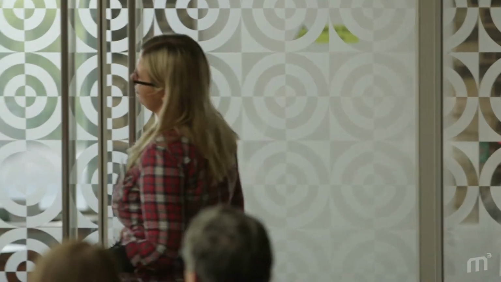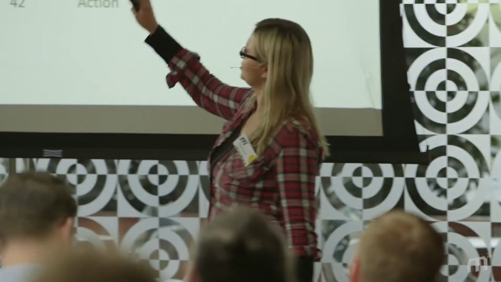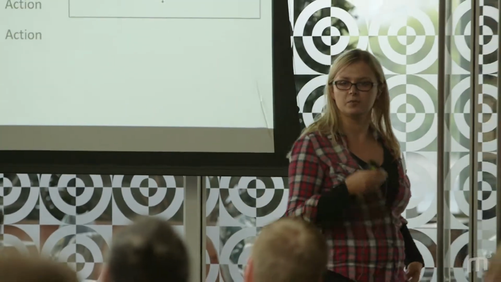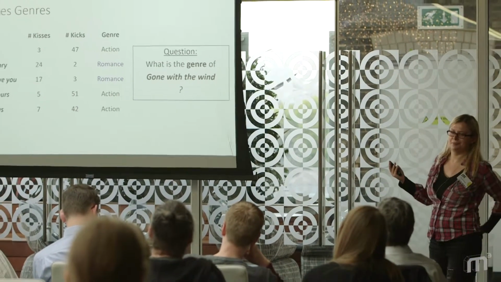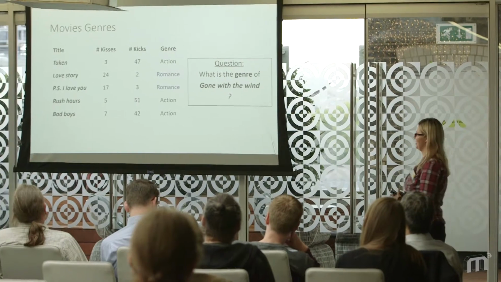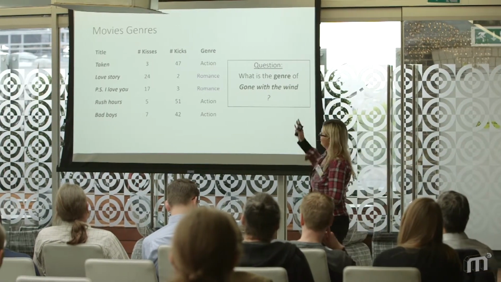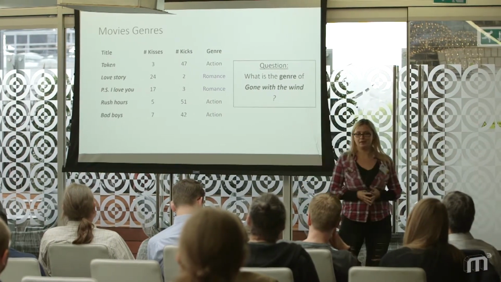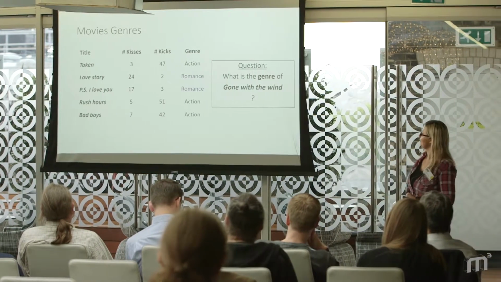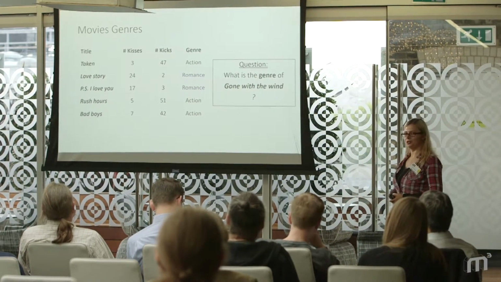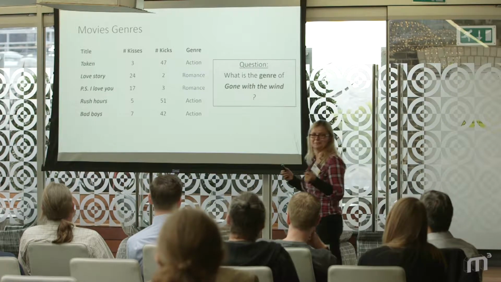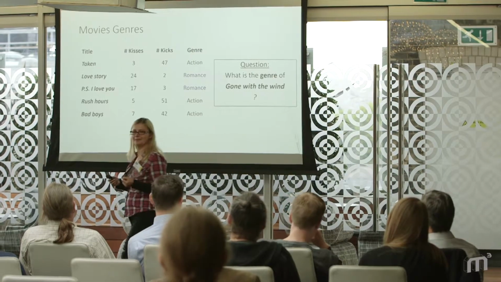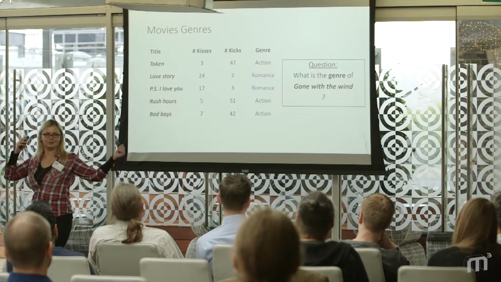We have a list of 5 movies, we have a title, and someone went through the effort to count how many times people kissed during that movie, how many times there was an action, people kicked. And then they applied the labels, so the genre of the movie. So then we have a question. What is the genre of Gone with the Wind? Any guesses? Come on, action or romance?